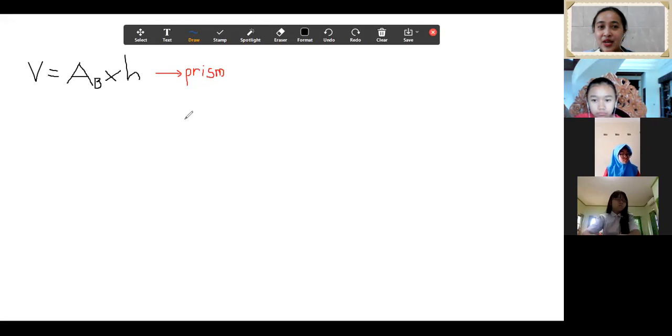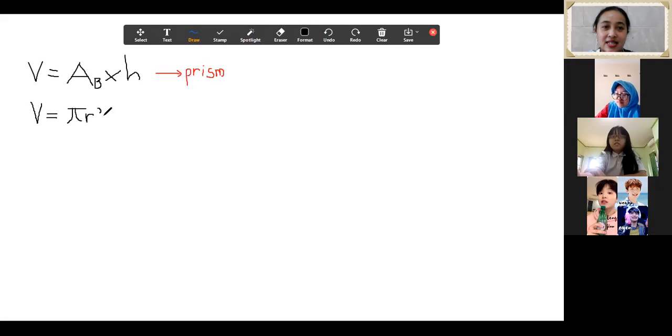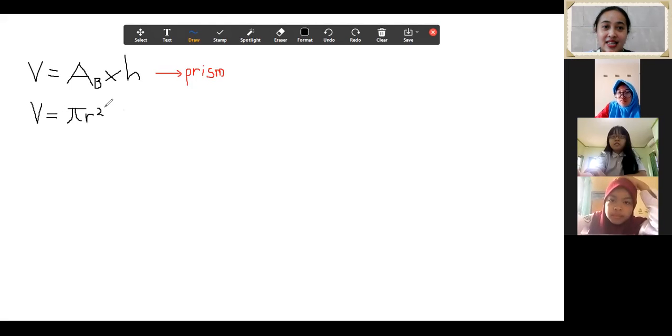Cylinder. Yes, cylinder. But remember that cylinder is not a polyhedron. About the volume of the cylinder, the area of the base is counted by multiplying pi and the radius squared, and then you multiply it by height, to find the volume of a cylinder.